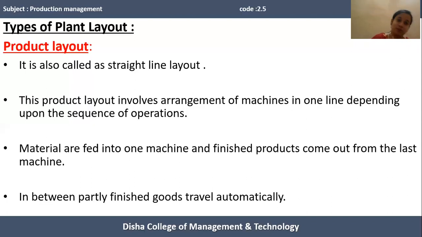So in case of product layout, according to the requirement of the production, the production manager has to arrange different types of machines in a straight line so that the output of one machine can automatically move to the other machine, and the output of one machine can be used as input for another machine.